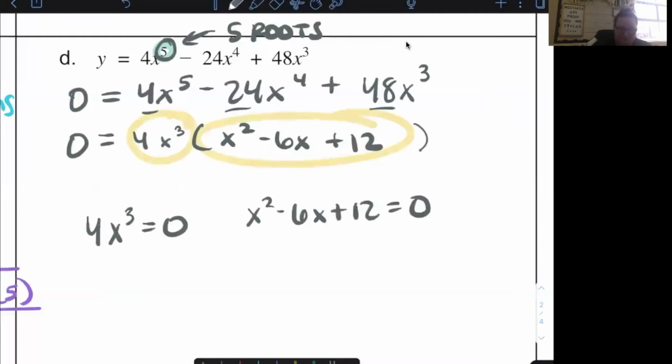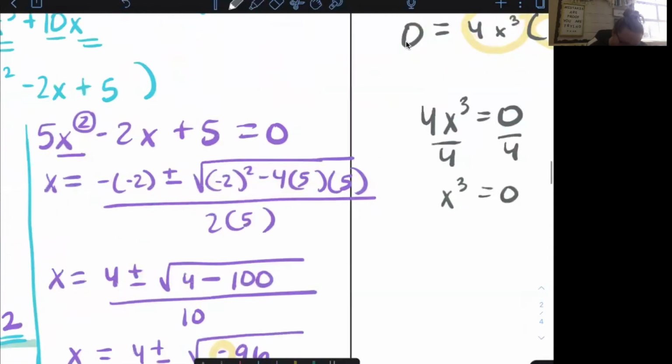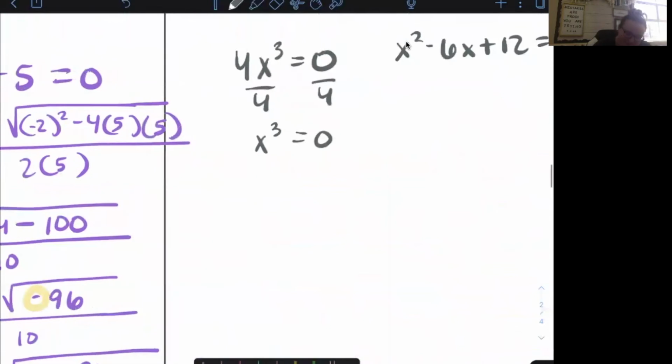4x cubed equals 0, divide by 4 on both sides, x cubed equals 0. I guess I haven't taught you how to deal with x cubed equals 0 yet, but you know how we use a square root to cancel a square? You can do a similar thing with cube roots and just take the cube root. And guess what the cube root of 0 is? 0. So x equals 0. Easy enough to deal with.